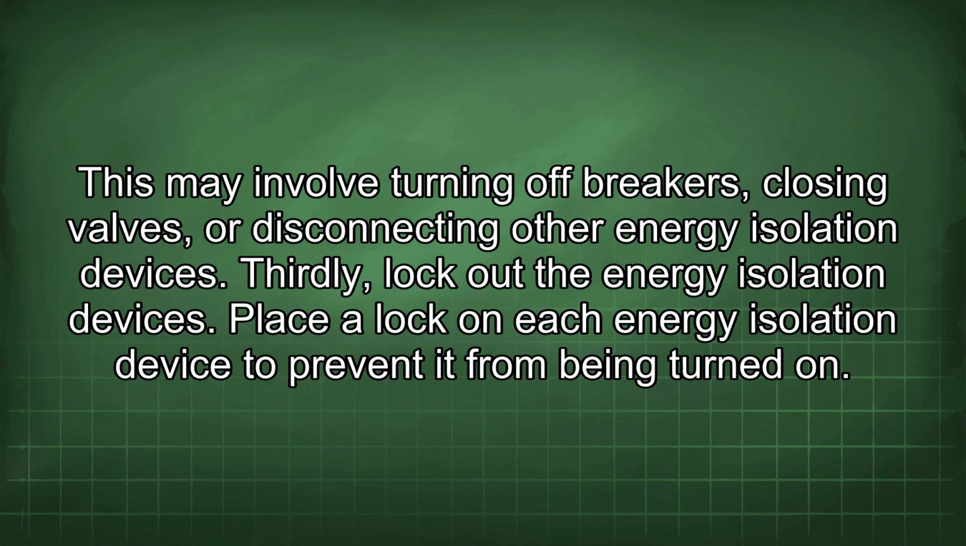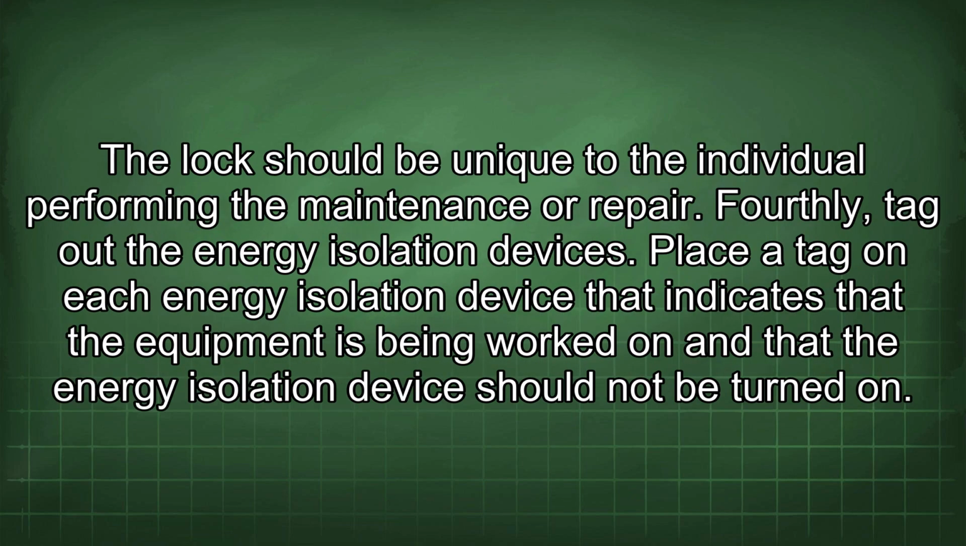Thirdly, lock out the energy isolation devices. Place a lock on each energy isolation device to prevent it from being turned on. The lock should be unique to the individual performing the maintenance or repair. Fourthly, tag out the energy isolation devices. Place a tag on each energy isolation device that indicates that the equipment is being worked on and that the energy isolation device should not be turned on.